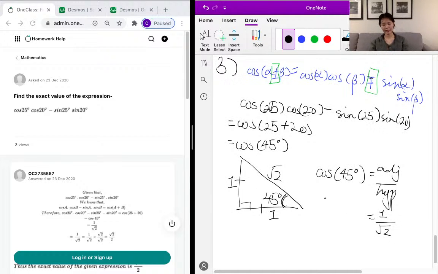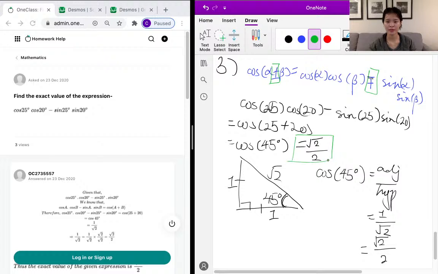Since cosine of 45 degrees is in quadrant 1, where cosine is positive, 1 over root 2 is our answer. Let's simplify 1 over root 2 by multiplying root 2 on both the bottom and the top. So our answer simplified is root 2 over 2. And that is our final answer for the expression cos 25 cos 20 minus sin 25 sin 20. To solve this problem, all you have to do is use this trig identity.